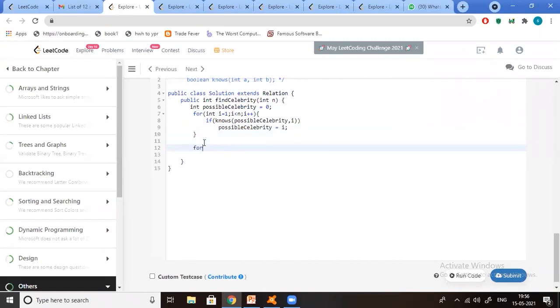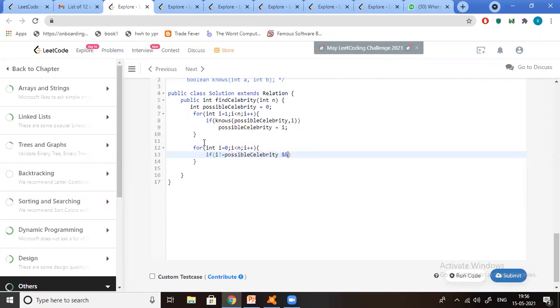Now for the second pass, the second condition, for int i equal to 0, i less than n, i plus plus. In that case, I am going to check if i is not equal to possible celebrity. Why am I using this? Because I know myself, so that will always be true.